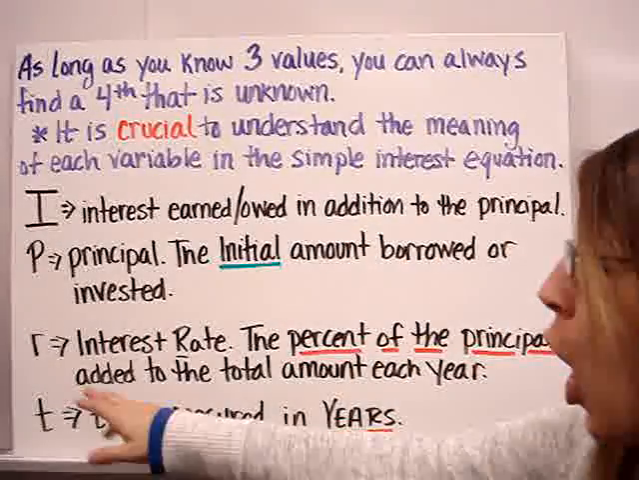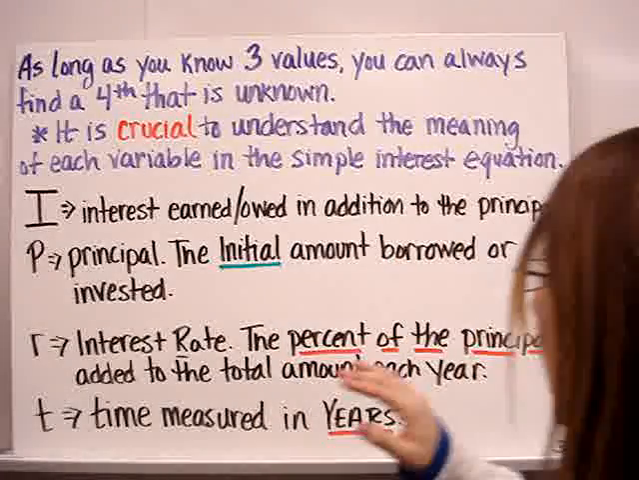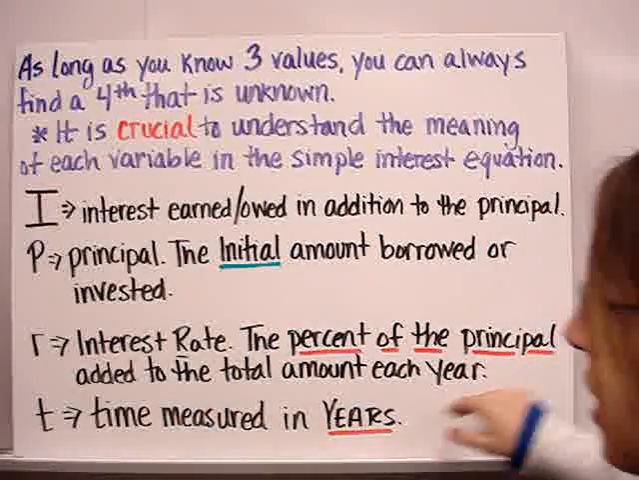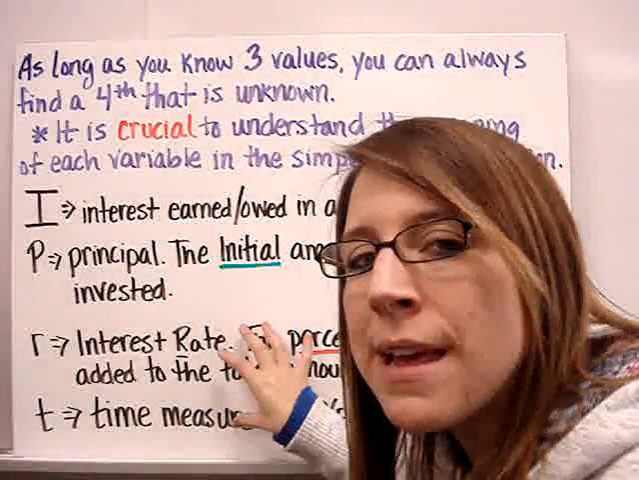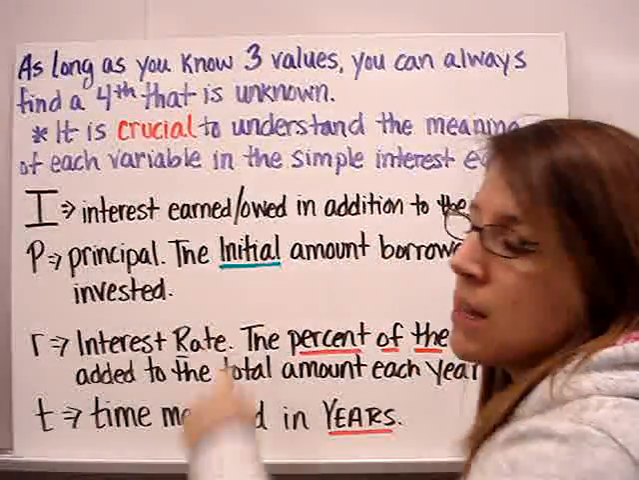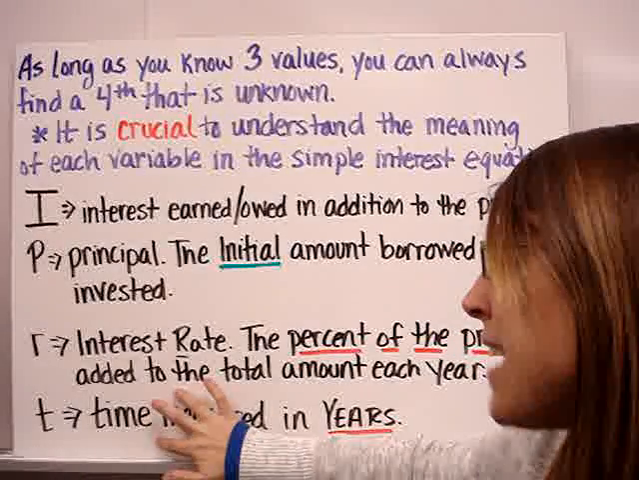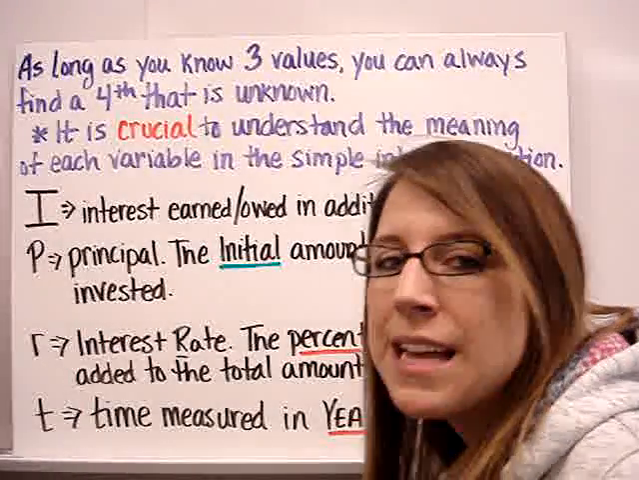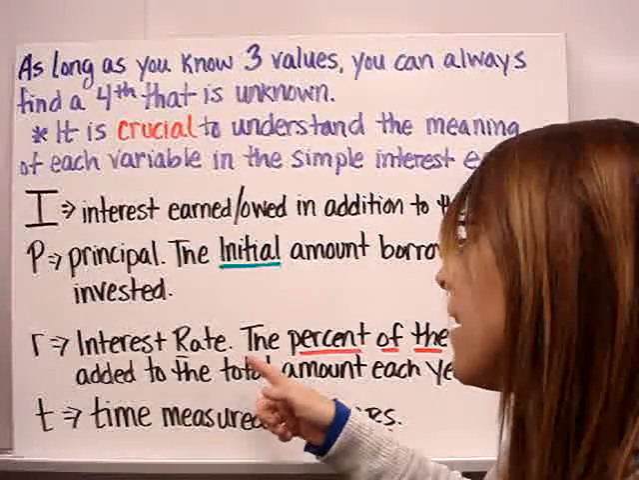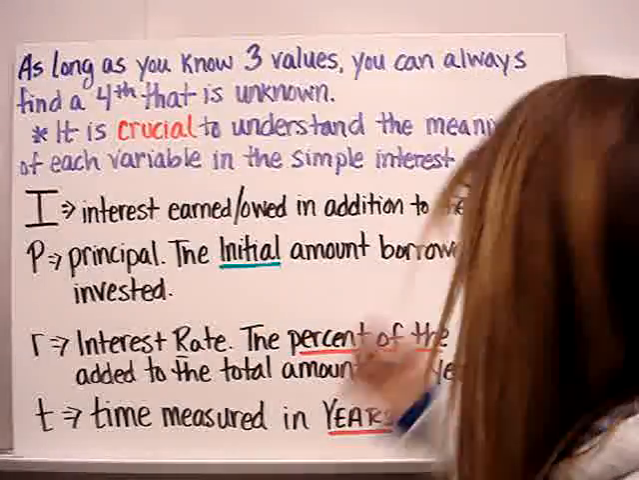Okay? R stands for interest rate. That R is the rate, okay? It's the percent of the principal that is added to the total amount each year. So the interest rate determines the interest because it's a percentage of the principal. And then T, again, is time measured in years. So the amount of time that you take to pay back something is going to influence how much money is paid in interest because the rate is a percentage on the principal each year. Okay?